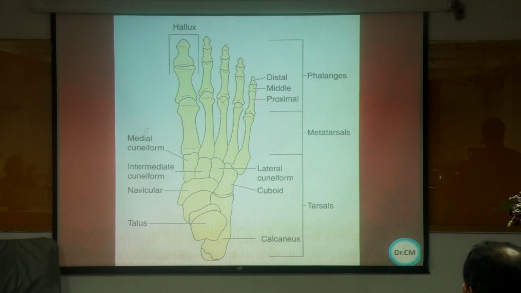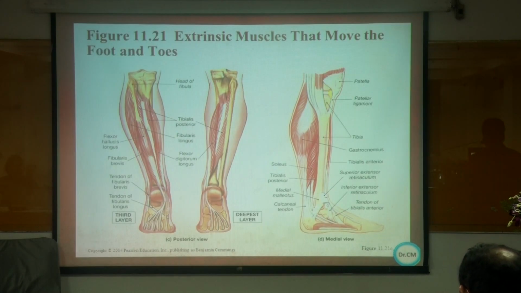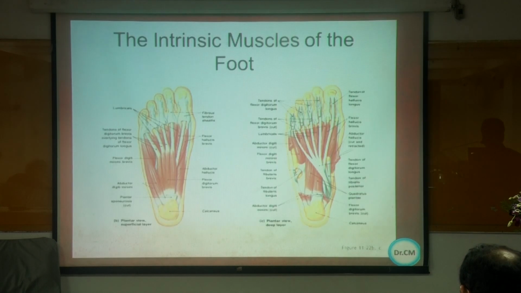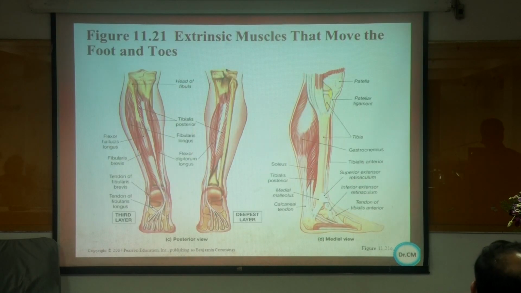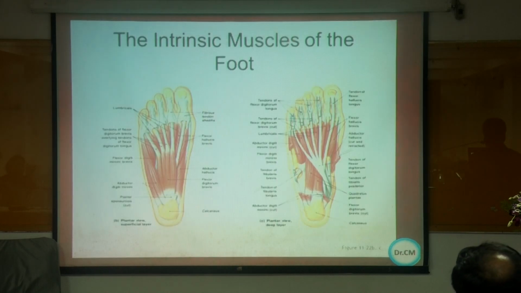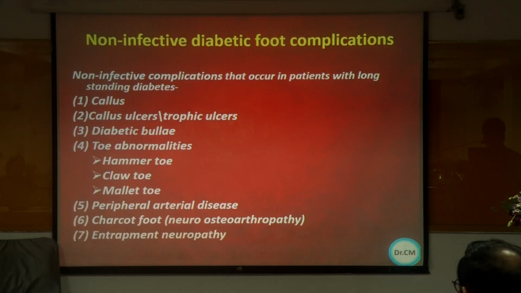This you would have seen in our second year anatomy classes: phalanges, metatarsals and tarsals. The extrinsic muscles and the intrinsic muscles of the foot play a major role. The integrity of these muscles is very essential to maintain the medial arch and other arches, and to maintain the posture and the gait. By maintaining this, we can prevent diabetic foot ulcer and amputation.